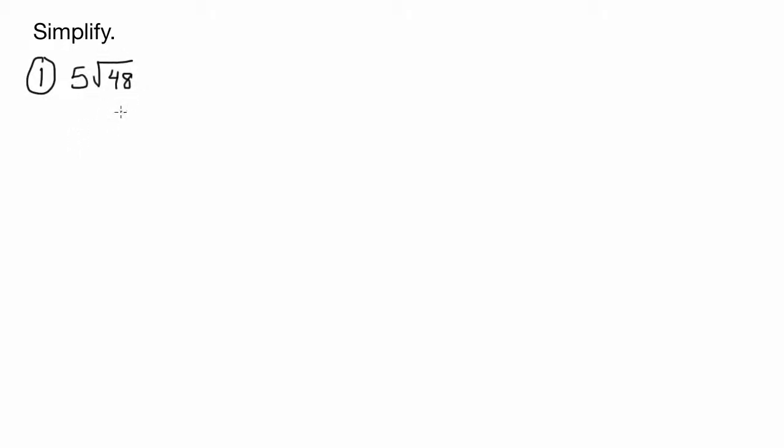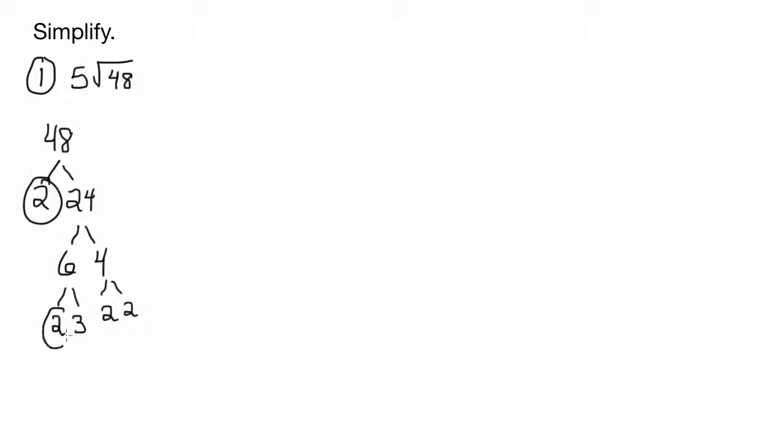The root 48 is not simplified, so let's write 48 as a product of its prime factors. That's going to be 2 and 24. And then 24 becomes 6 and 4. That's 2 and 3, and that's 2 and 2. Again, circle them all because that way we know we got them all. All right, not missing any.